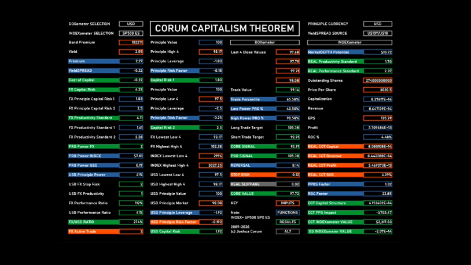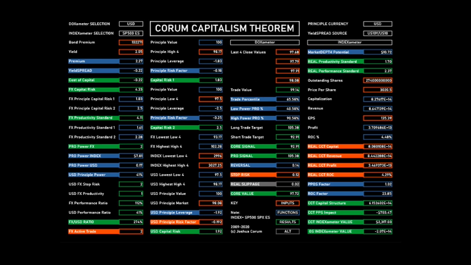The Doxometer is the U.S. dollar index profile developed by combining Quorum Capitalism Theorem and Pro Trading philosophy to assess the U.S. dollar principle, productivity standards, and performance potential within the capital structures in the capital markets. The Indexometer for the S&P 500 index evaluates the capital productivity and price performance of the S&P 500 index futures.